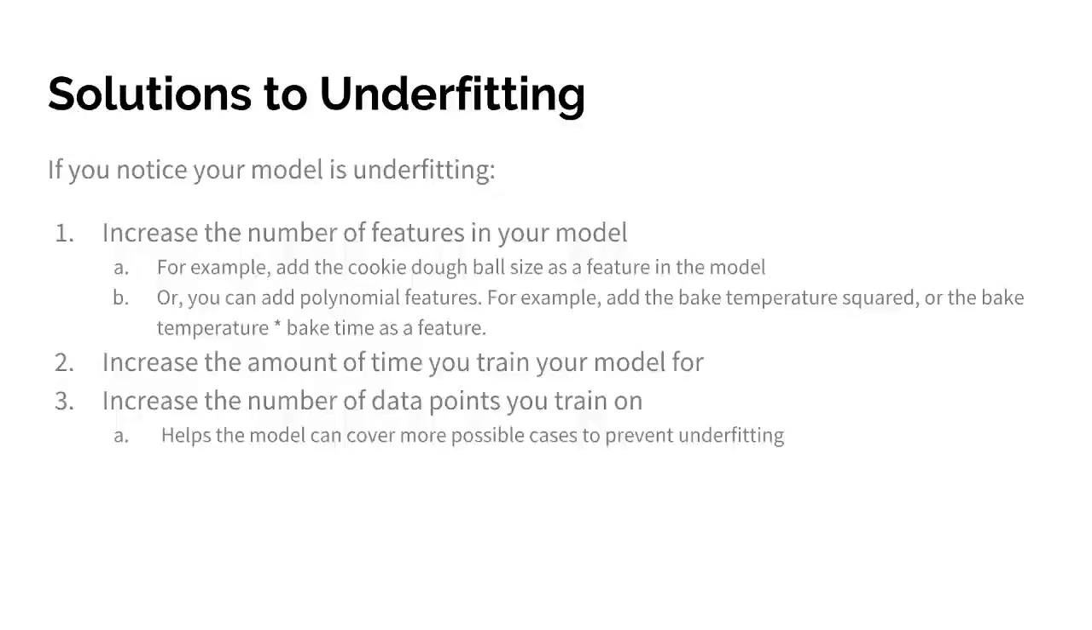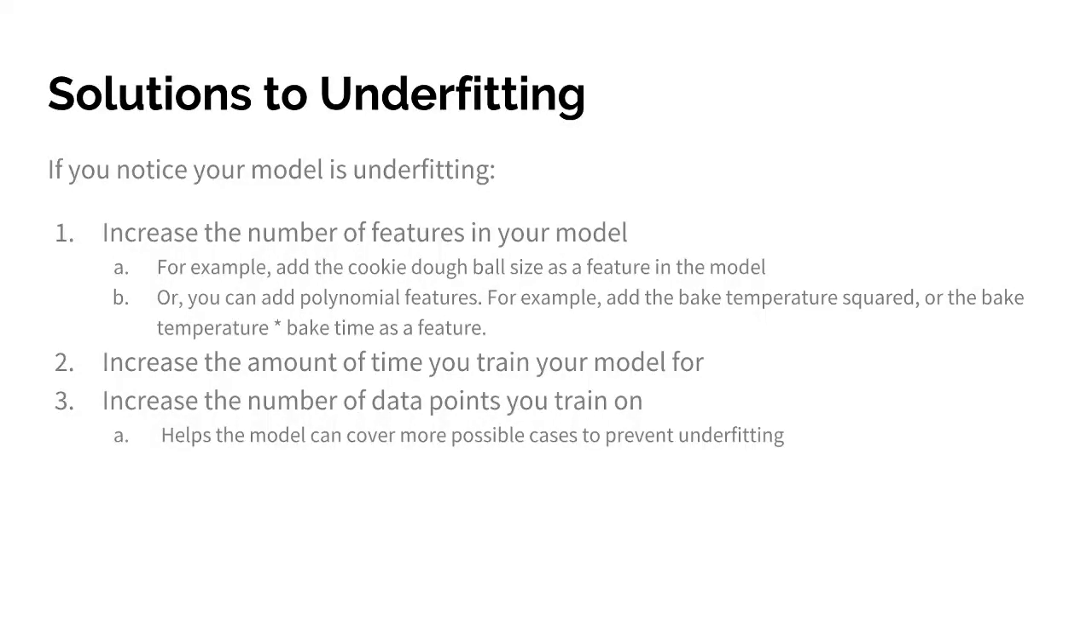So how do we solve underfitting and overfitting and get the right fit? There are multiple strategies for either problem. If our model is underfitting, we have to increase the number of features in the model. So we can add, for example, the cookie dough ball size as a feature to the model, because that's relevant to whether a cookie is cooked or not, the size of the cookie.